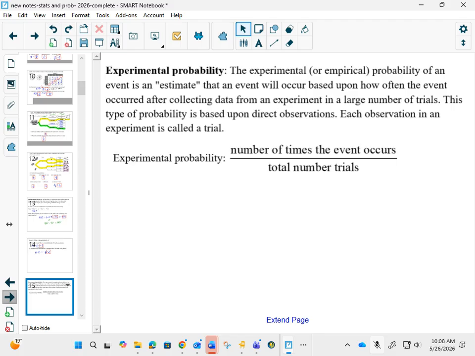And then there's the formula there. So experimental probability is an estimate of what will happen based on an experiment. You're collecting data from an experiment. I have a story for you about this. Because some things we know. We know flipping a coin is 50%.